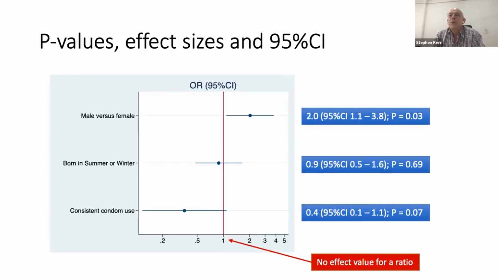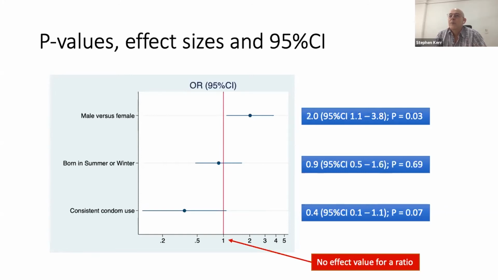Now, if we put in another completely random variable like born in summer or winter versus spring or fall, then we see that the odds ratio, the level of effect, is like 0.9 with wide confidence intervals. And because it's crossing the no effect value, then we also get a non-significant p.